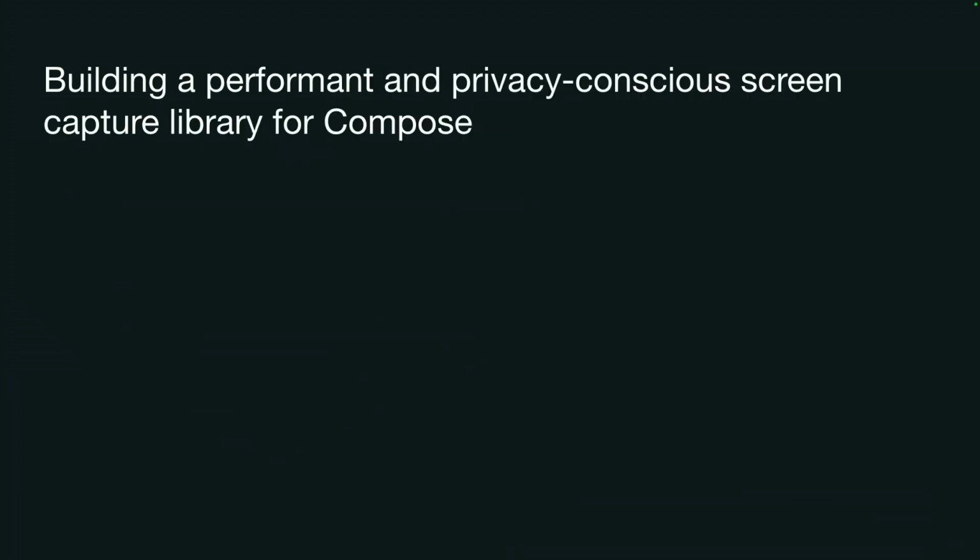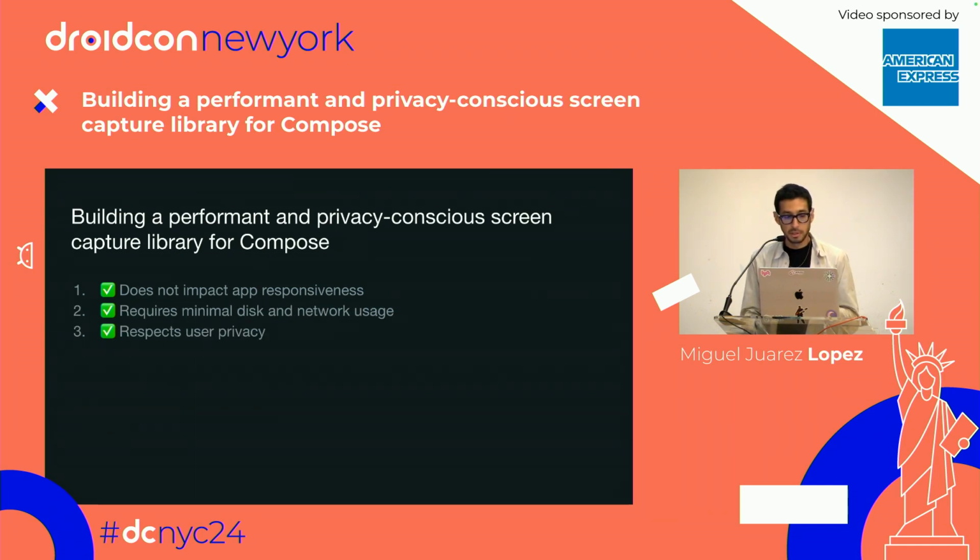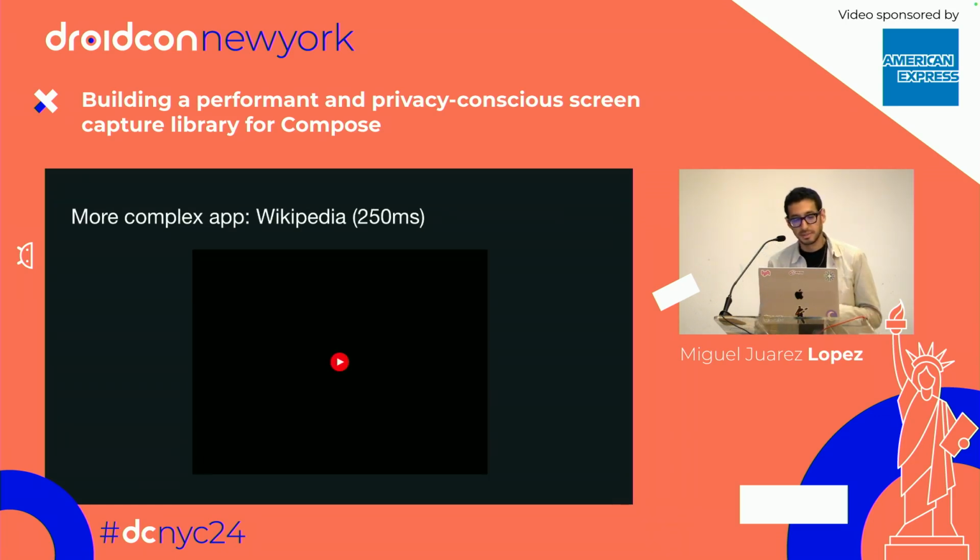So let's see how well we did. We're under 16 milliseconds, so it should not impact your app responsiveness. Requires minimal disk, minimal network usage, and by definition, it respects the user privacy. We're not capturing what they're seeing on the screen. We're not rendering. We don't even know what they saw on the screen. I think Drake will approve.